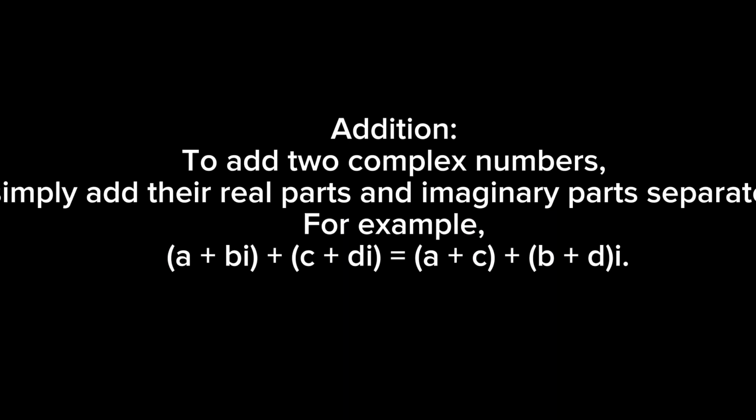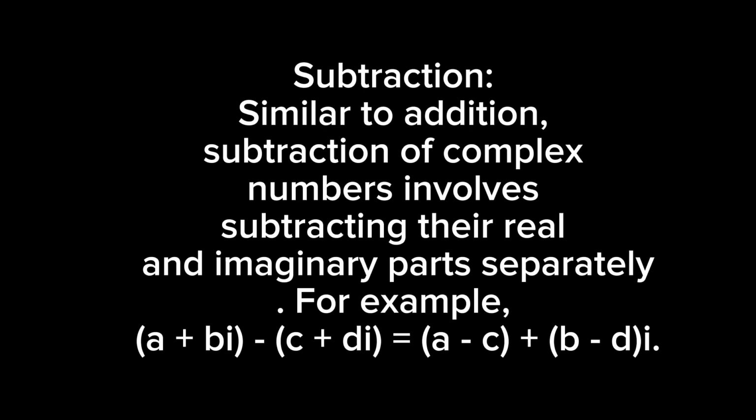Operations with complex numbers. Addition. To add two complex numbers, simply add their real parts and imaginary parts separately. For example, (a + bi) + (c + di) equals (a + c) + (b + d)i. Subtraction. Similar to addition, subtraction of complex numbers involves subtracting their real and imaginary parts separately. For example, (a + bi) - (c + di) equals (a - c) + (b - d)i.